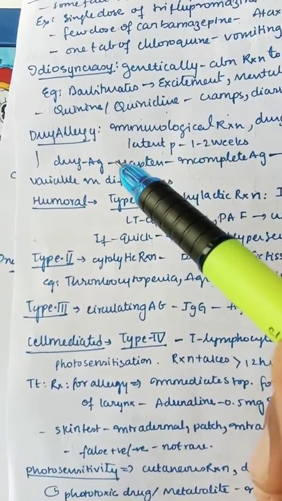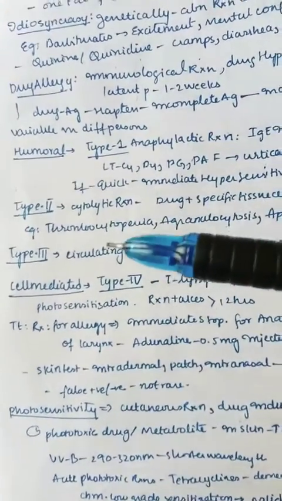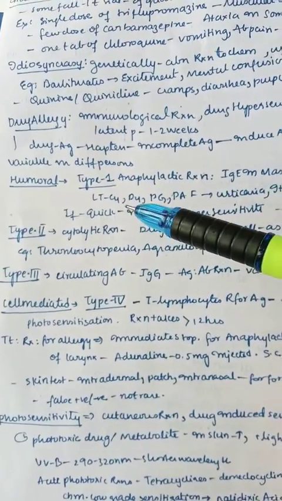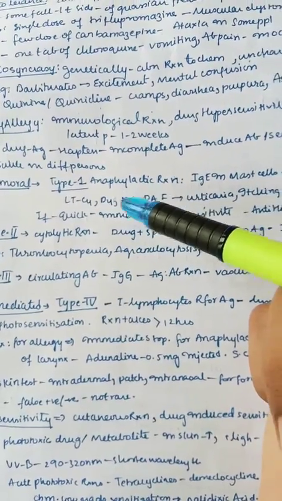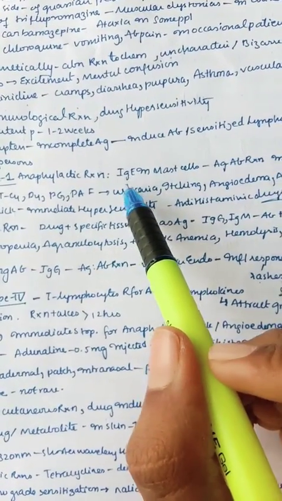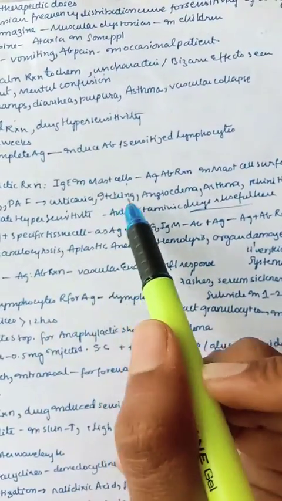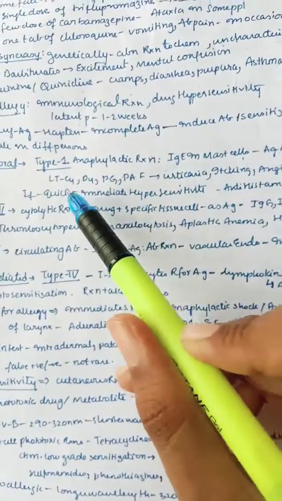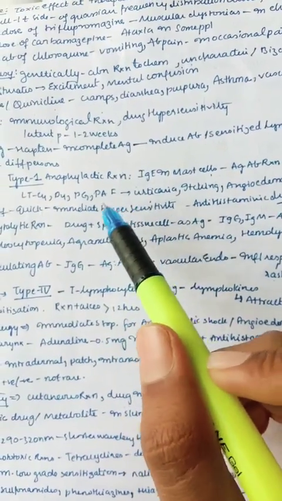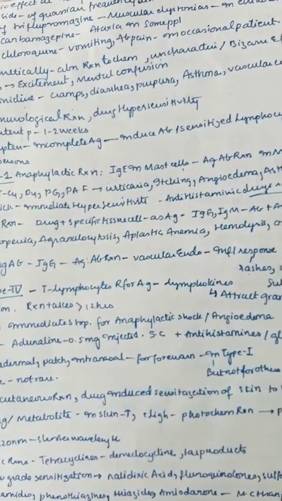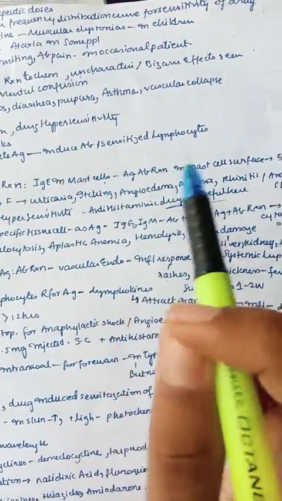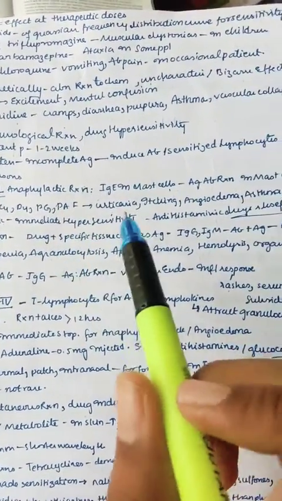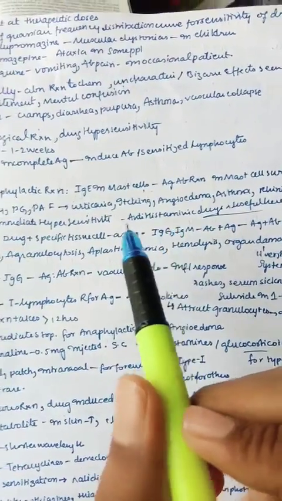So this is further divided into humoral type and cell mediated type, and we have mainly 4 types of hypersensitivity reactions. Let us look at each. First, type 1 hypersensitivity reaction, the anaphylactic reaction, where mainly the IgE antibody present on the mast cell plays an important role. Here the antigen antibody reaction takes place on the mast cell surface, and serotonin, LTC4, D4, prostaglandins, PAF, all these factors are released, and they cause mainly urticaria, itching, angioedema, asthma, rhinitis, and anaphylactic shock. For this quick, immediate hypersensitivity reaction, antihistaminic drugs are used.